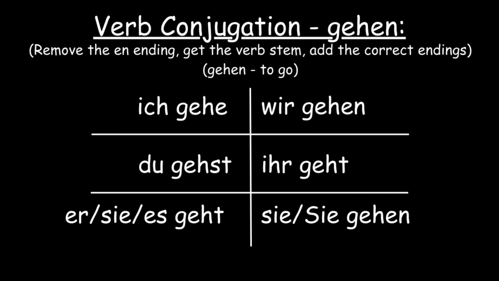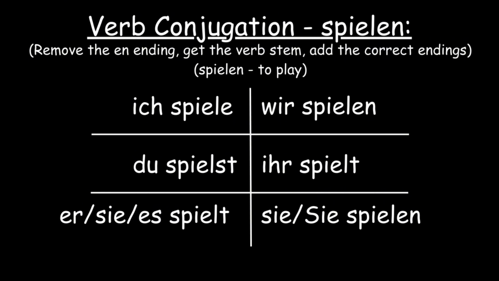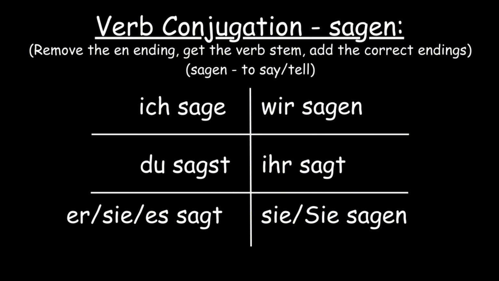Take the verb gehen. Ich gehe. Du gehst. Er, sie, es geht. Wir gehen. Ihr geht. Sie gehen. Take the verb spielen. Ich spiele. Du spielst. Er, sie, es spielt. Wir spielen. Ihr spielt. Sie spielen.